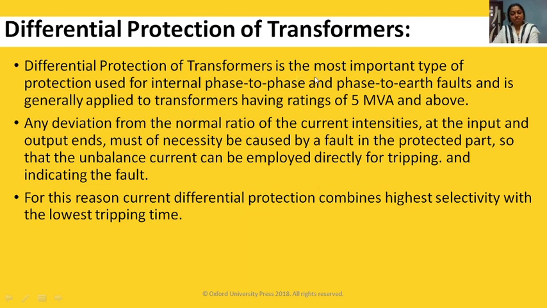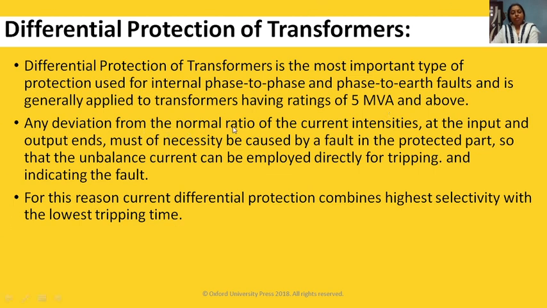Differential protection of the transformer is the most important type of protection used for internal phase to phase and phase to earth fault, and is generally applied to transformers having rating 5 MVA and above.